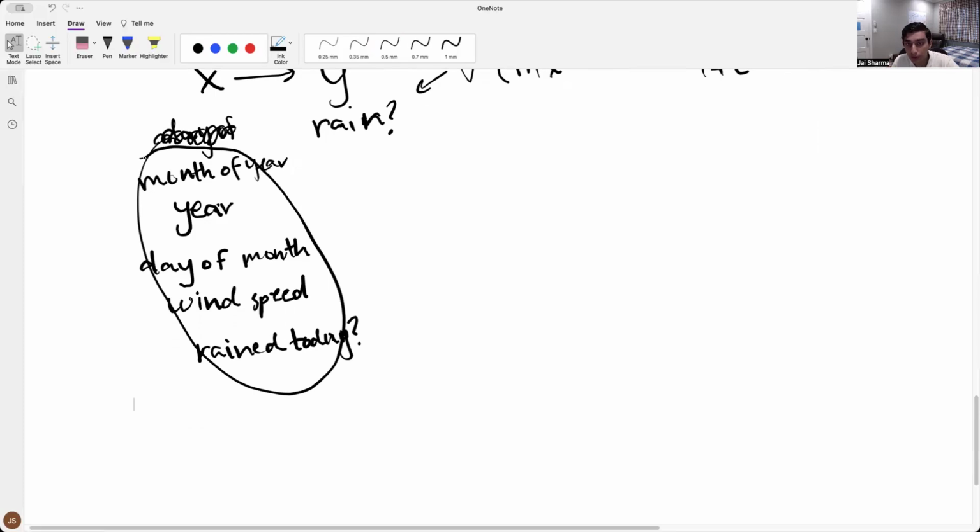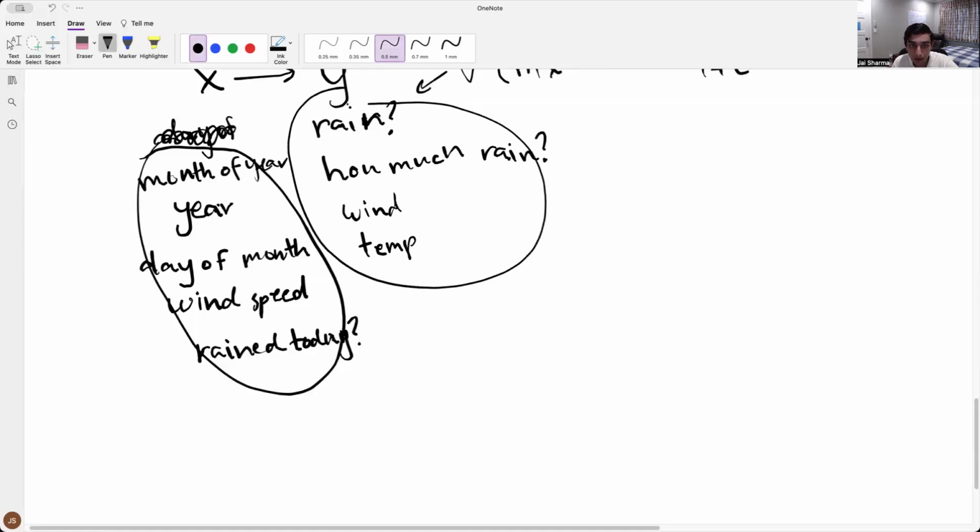There's also another thing that we could do, which is have multiple outputs. Rather than just knowing if it's going to rain tomorrow, we can know how much rain, in inches or centimeters or something like that. Maybe we also want to know the wind speed for tomorrow, or the temperature. What is the temperature going to be like, highs and lows tomorrow, right? We could have multiple outputs.